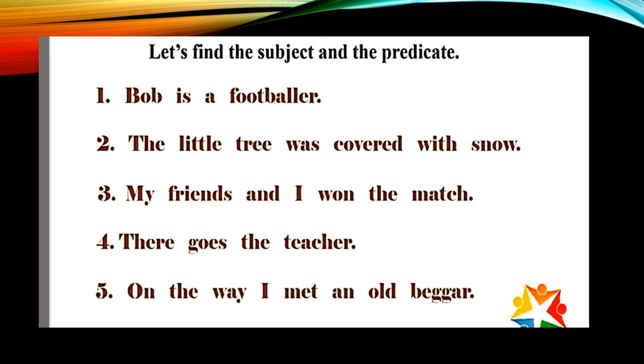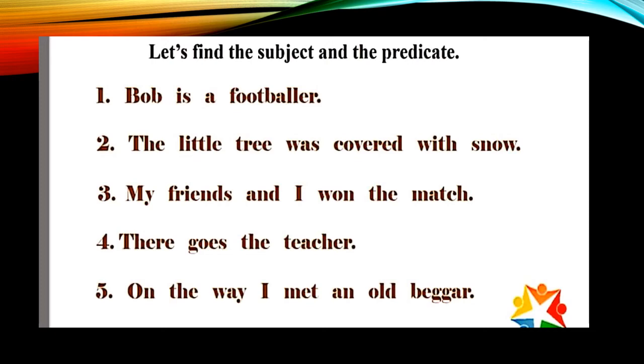First sentence is Bob is a footballer. Second is the little tree was covered with snow. Third is my friend and I won the match. Fourth, there goes the teacher. Fifth, on the way I met an old beggar. Now I am giving you some time to solve it. Do now.